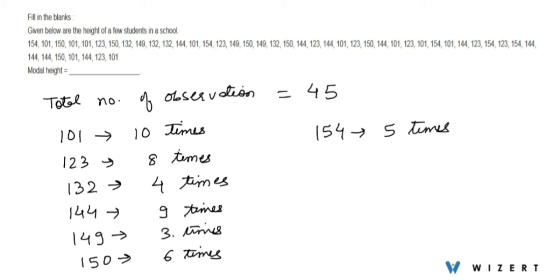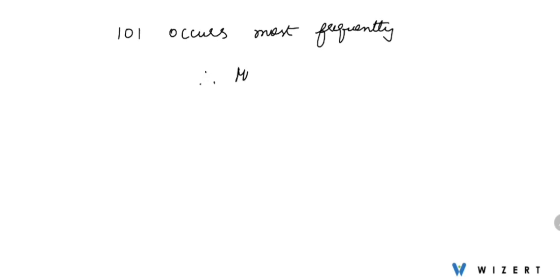Now here we can see 101 height is obtained by 10 students of the school. So it is occurring 10 times. So it is occurring most frequently. Hence we can say that 101 occurs most frequently. Therefore, we can say that the modal height is equal to 101. So, this is our answer.